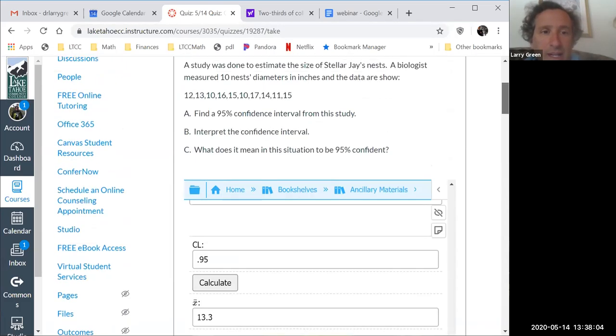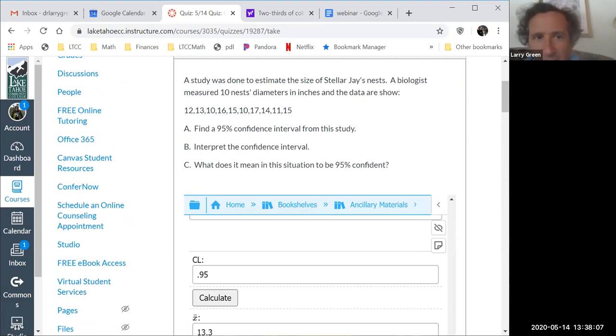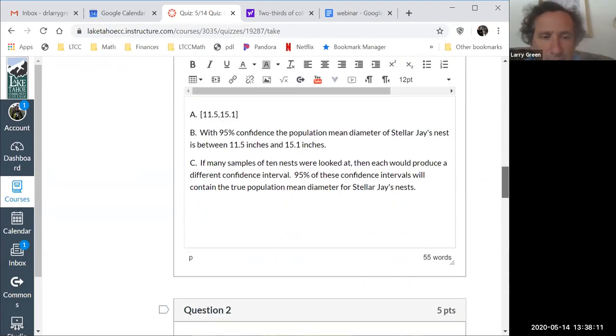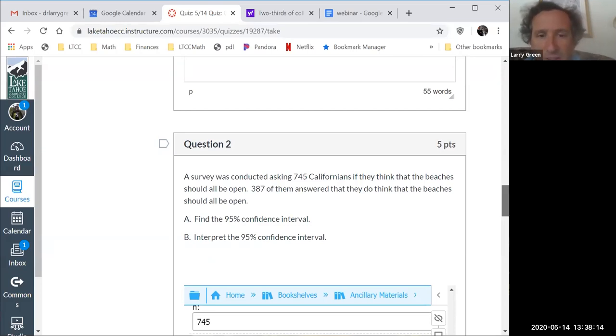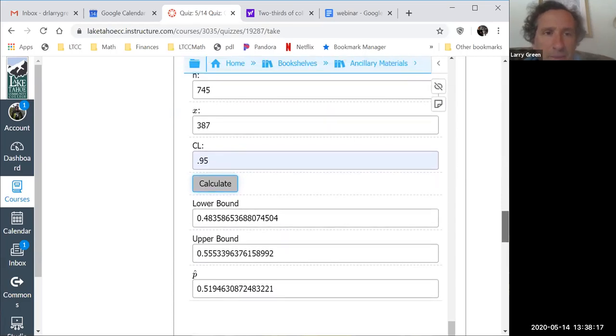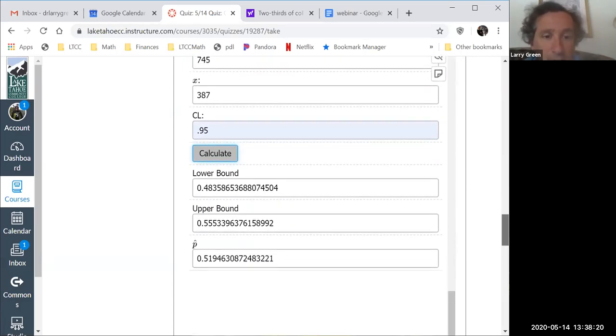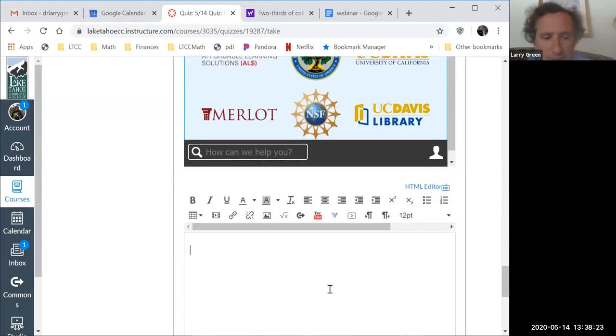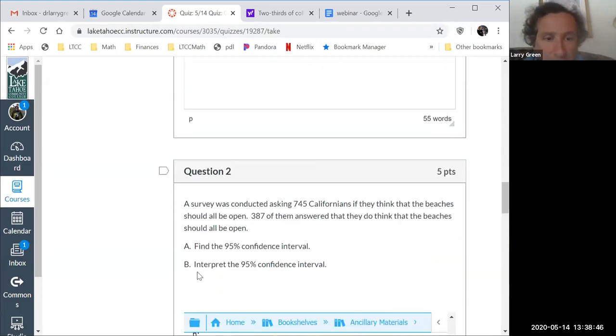So notice part A in here was find the interval. So the interval was 0.48 to 0.56. That's part A. Any questions so far? Any questions? Okay, part B was interpret the 95% confidence interval.